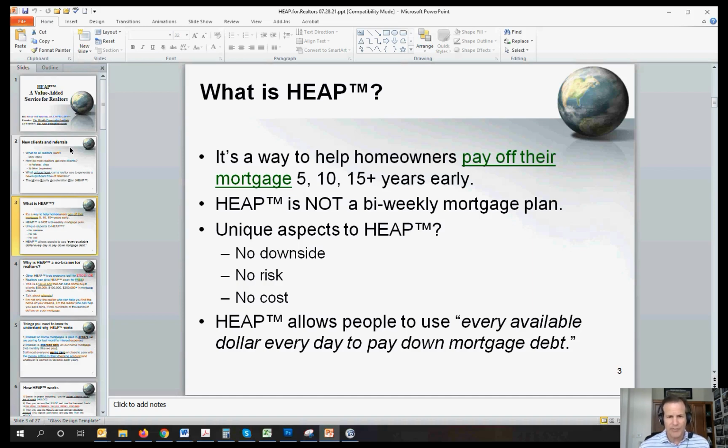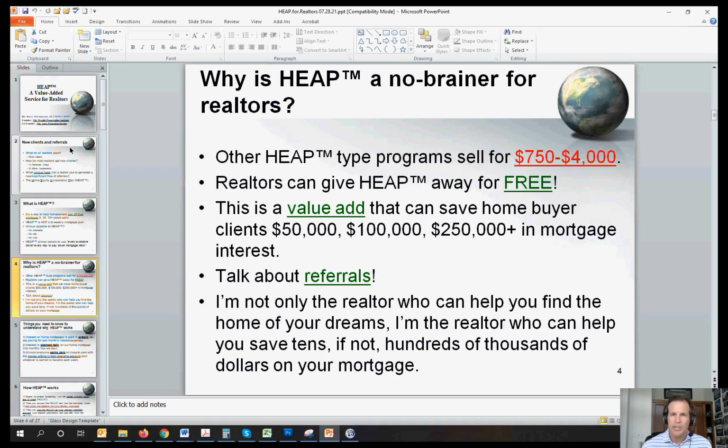And if you asked your clients if they were using every available dollar every day to pay down mortgage debt, what would they tell you? Well, they might look at you with a quizzical look and say, I don't really understand that. But the answer is they're not. Nobody's using every available dollar every day to pay down their mortgage debt. The Home Equity Acceleration Plan is a way to do that, to more efficiently use your money.